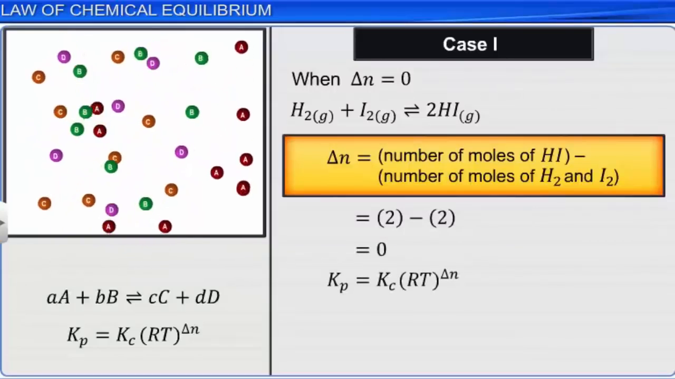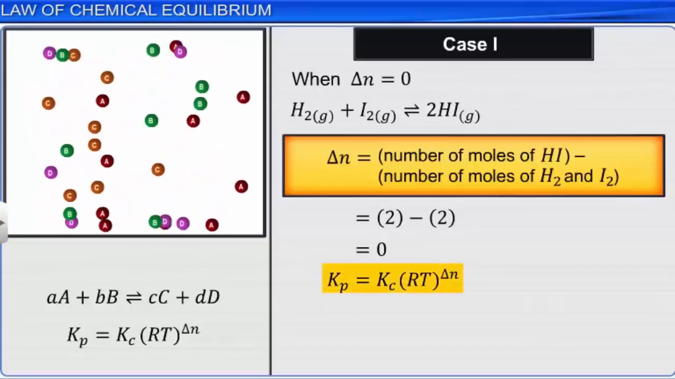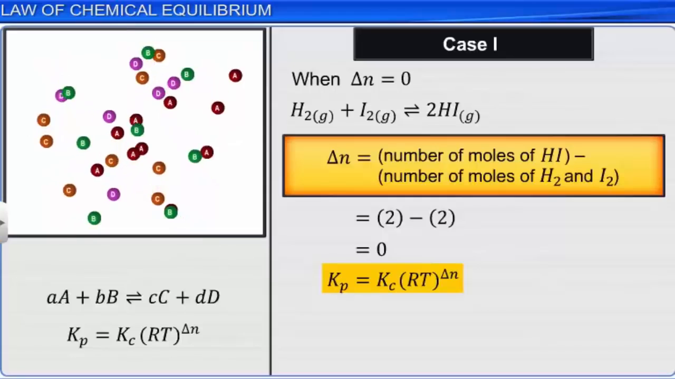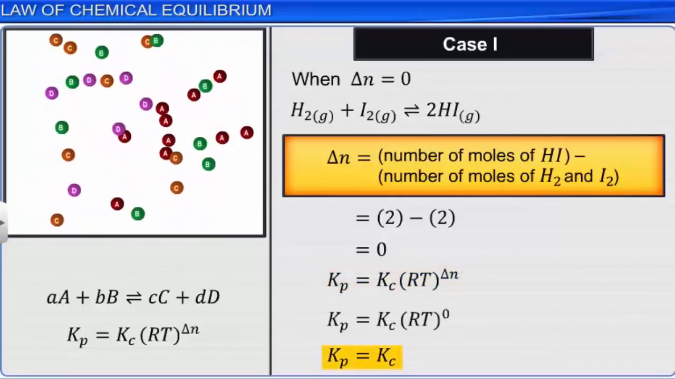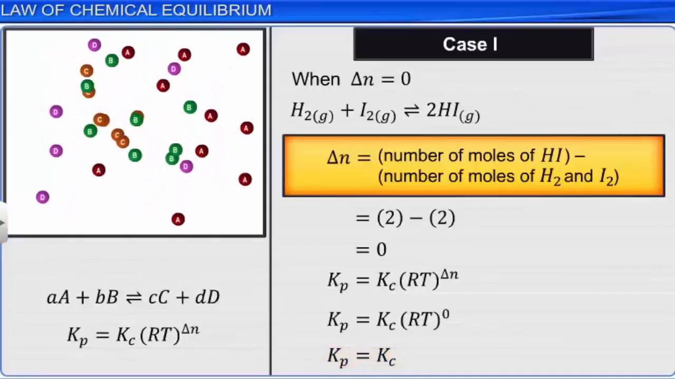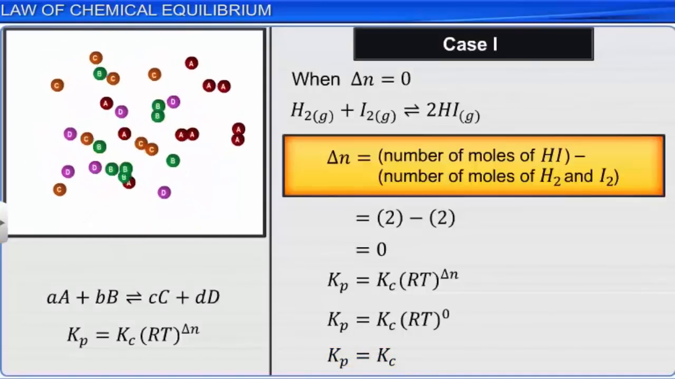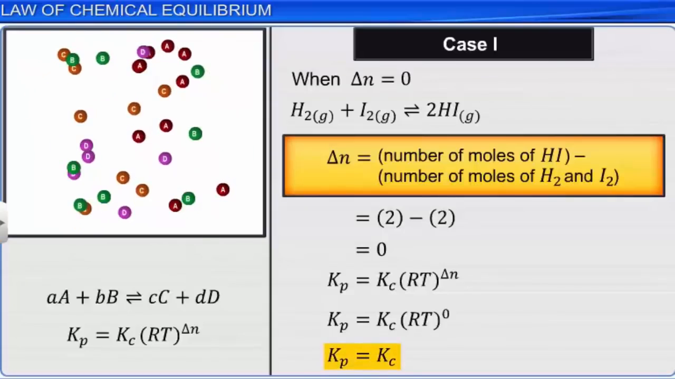Substituting the value of delta n in the equation, Kp is equal to Kc multiplied by the product of R and T raised to the power of delta n, we get Kp is equal to Kc. Thus, for reactions in which delta n is equal to 0, the two equilibrium constants Kp and Kc are equal.